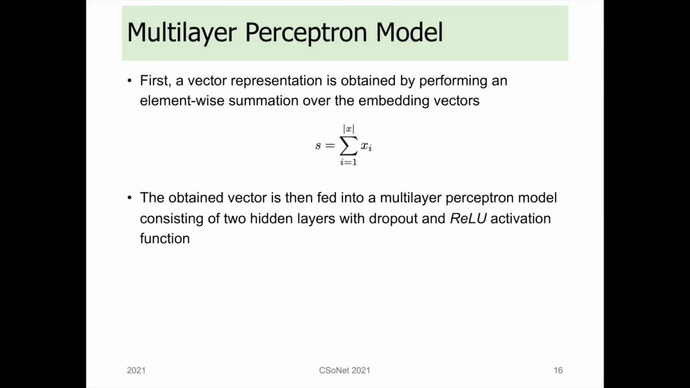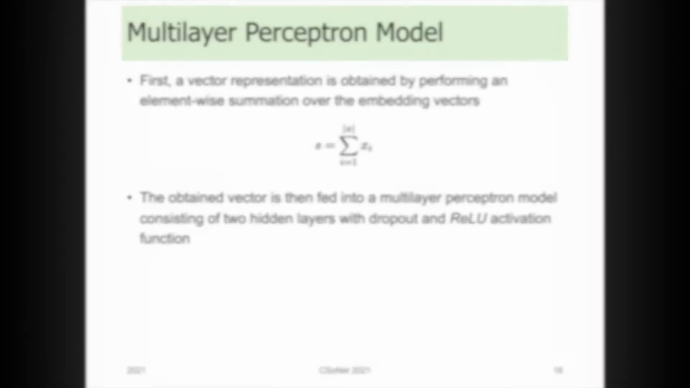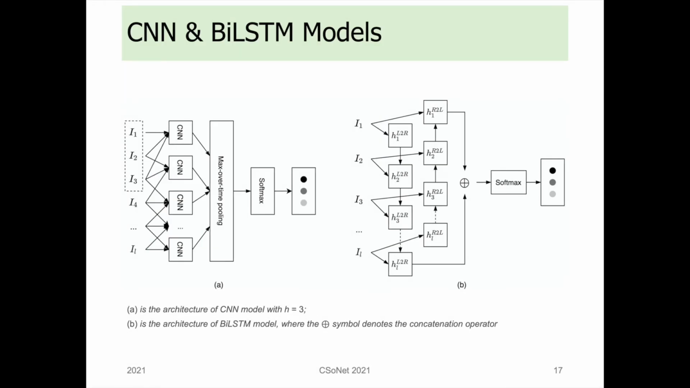For the multilayer perceptron model, first we obtain a vector representation by performing an element-wise summation over the embedding vectors, as shown in the equation. The obtained vector is then fed into a multilayer perceptron model consisting of two hidden layers with dropout and rectified linear unit activation functions. On the left is the architecture of the CNN model, and on the other side is the architecture of the BiLSTM model.